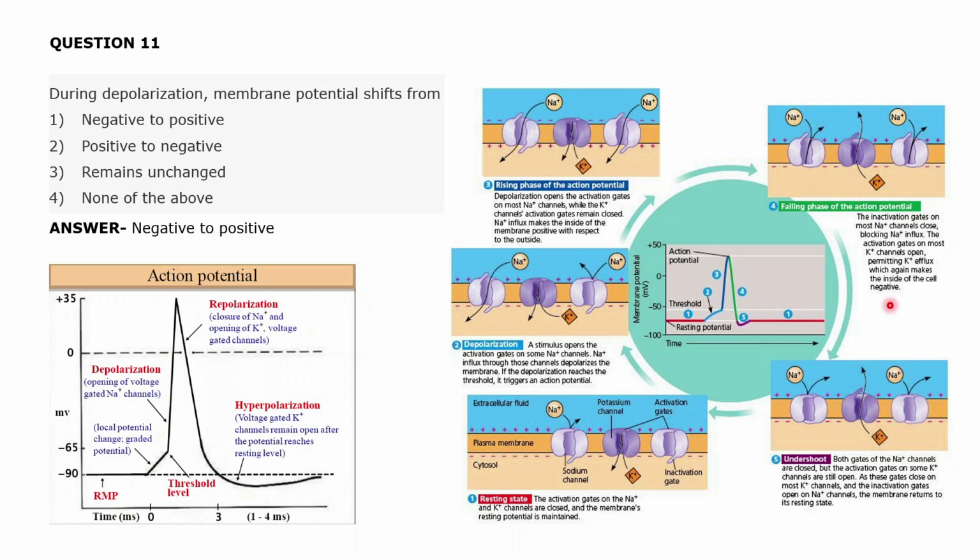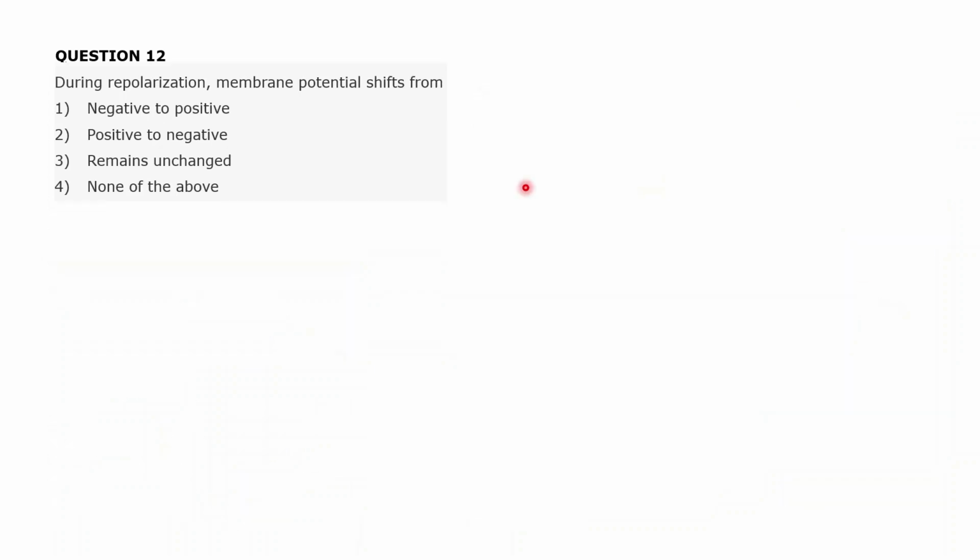Okay, so we will also discuss the next question. It's also similar. Coming on to question number 12. During repolarization, membrane potential shifts from negative to positive, positive to negative, remains unchanged, or none of the above. Which might be the answer? Option 2, positive to negative, right? So we have discussed that again.